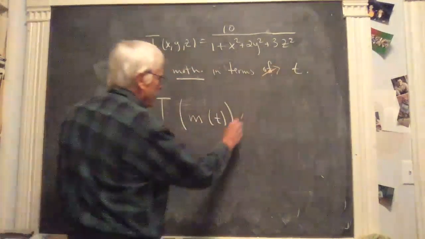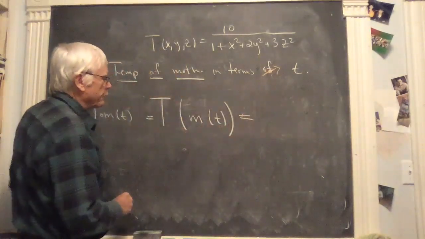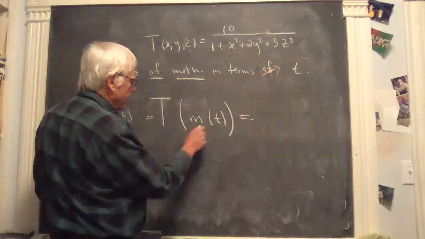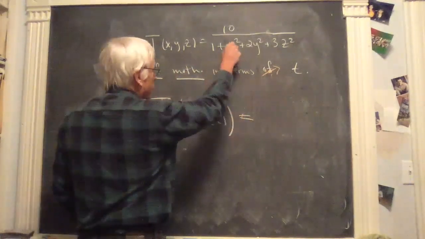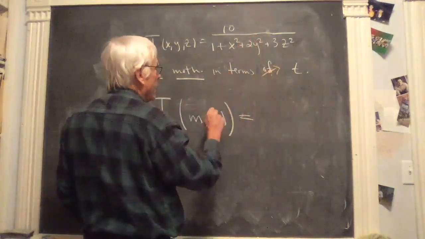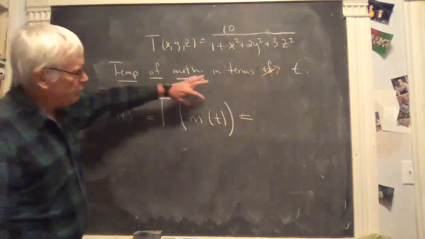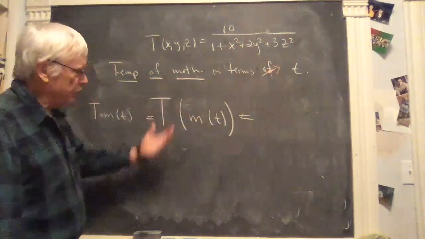And so the moth is a vector. It has an x, y, z component. And how do you find this function? You plug the x from the moth formula in for x, the y in for y, and the z in for the z there. That means you will only be left with the t variable, and that's what this is.